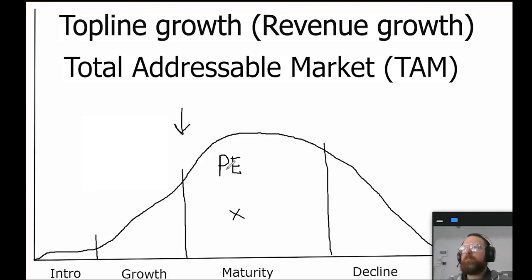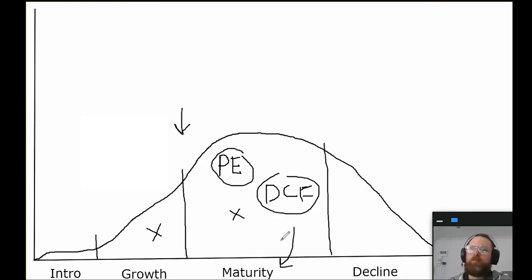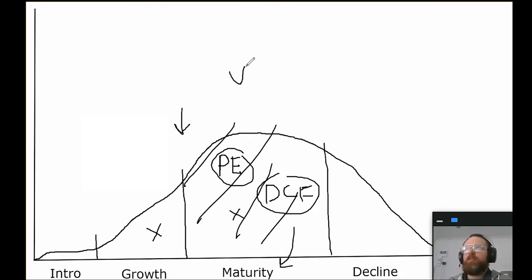Well, the same is true for discount cash flows. Obviously, you're discounting the cash. Growth companies may not necessarily have any cash or be earning any cash. This is like the Warren Buffett zone. You've got your value plays, and you've got dividend plays, or shares you're buying yield. They all kind of sit in this mature phase.